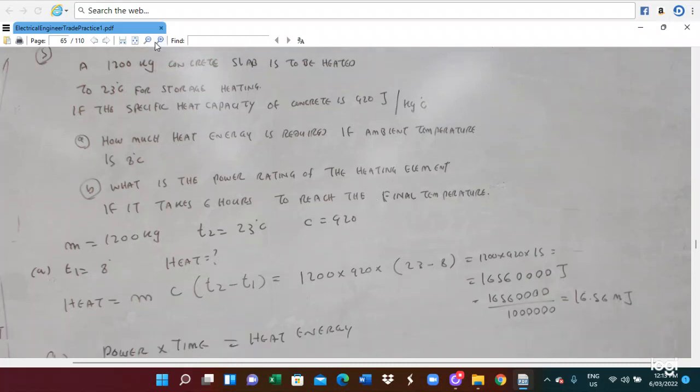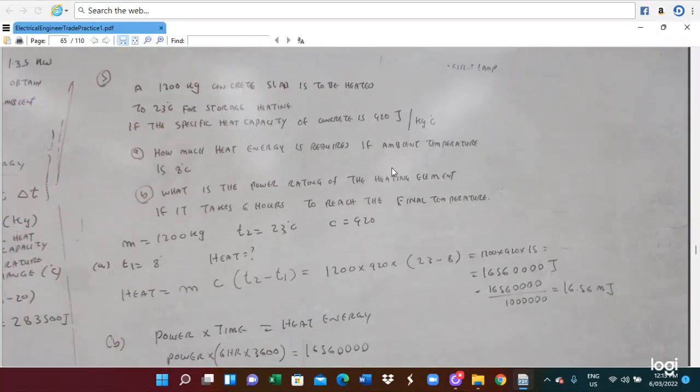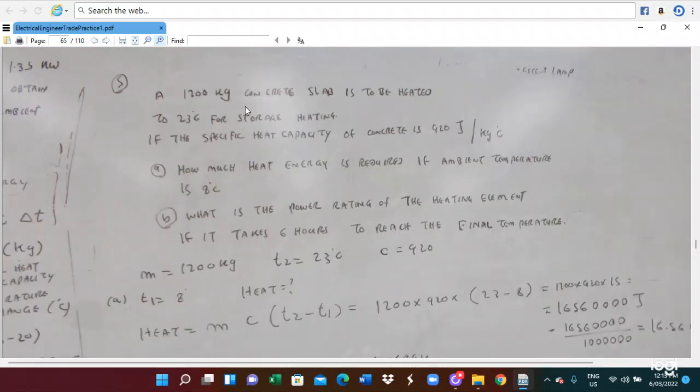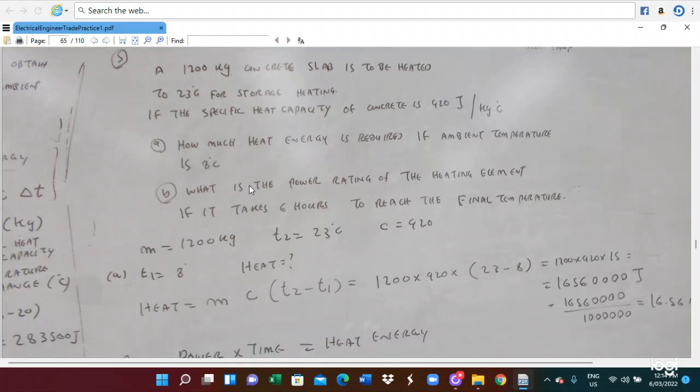And then another problem is a 1200 kilogram concrete slab is to be heated to 23 degrees from the storage heater. If the specific heat capacity of concrete is 920 joules per kilogram degree centigrade, how much heat energy is required if the ambient temperature is 8 degrees centigrade?